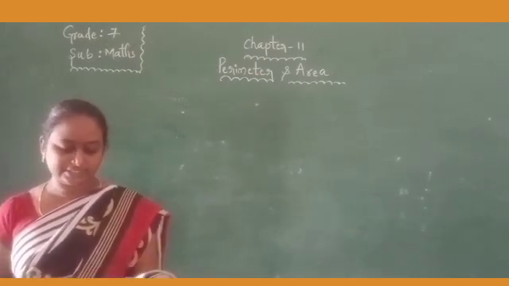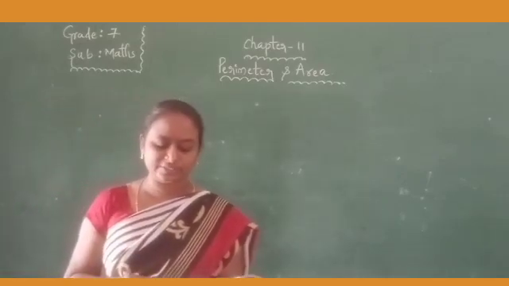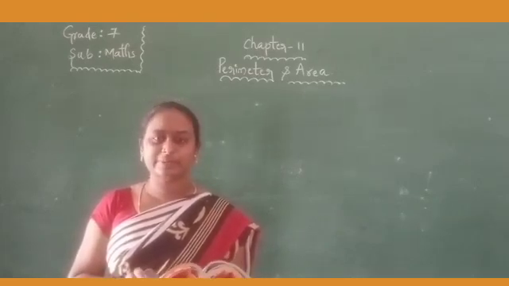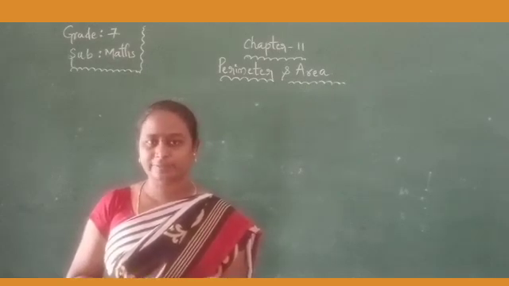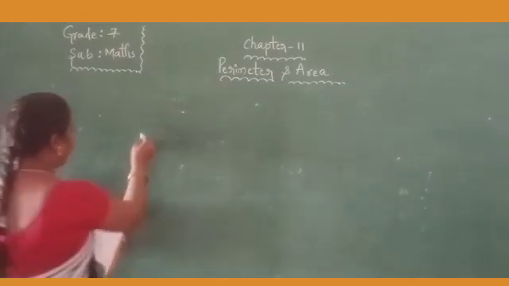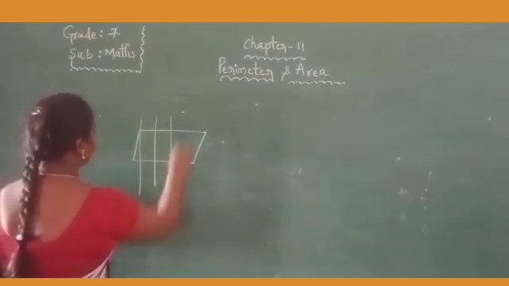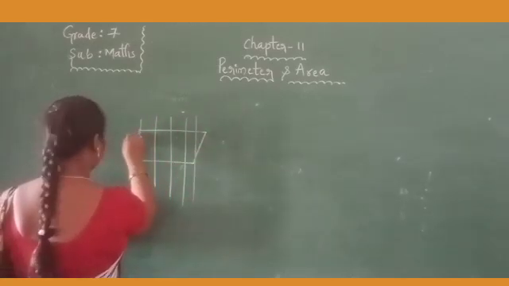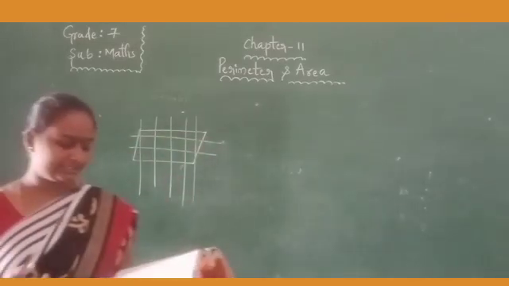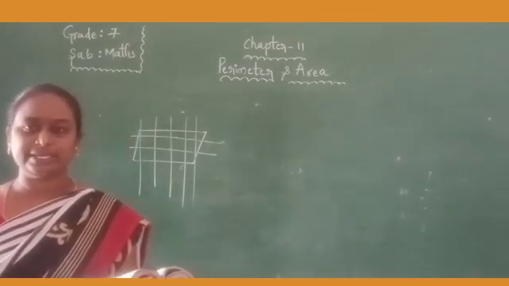Next, on page number 211, some parallelogram shapes are given on square paper. What is the name of that paper? It's a square paper. Here a parallelogram is given, and the square grids are there. Not only that, one table is given with parallelogram, base, height, area, perimeter.